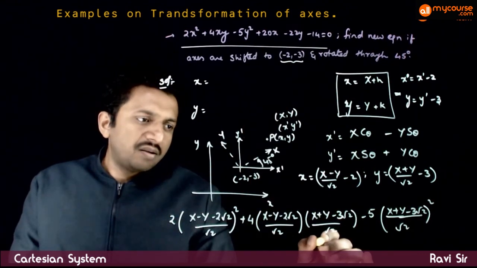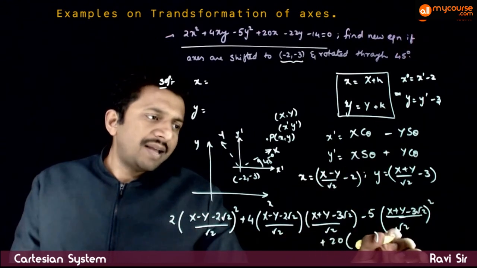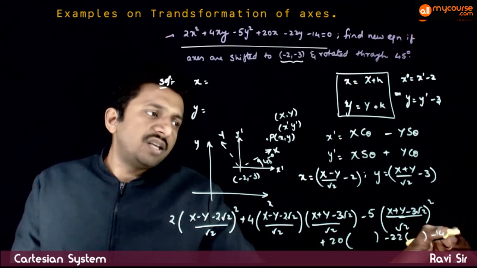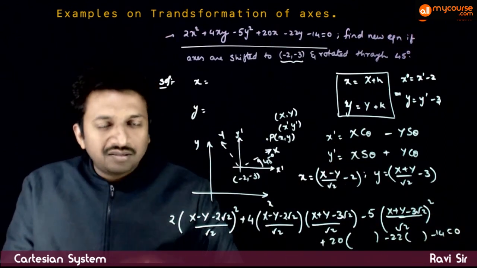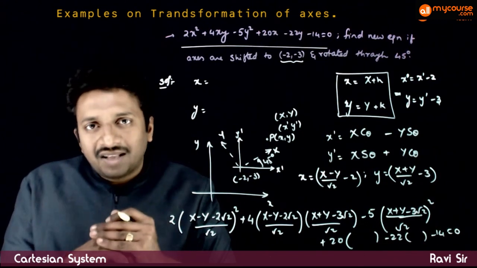plus 20 times this expression minus 22 times the expression for y minus 14 is equal to 0. Now you have to simplify this expression to get the final answer.